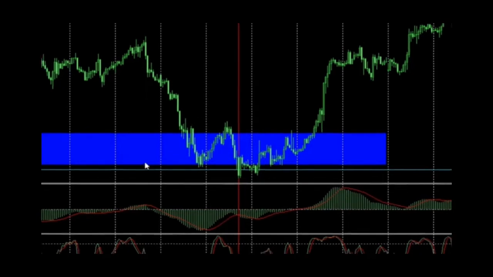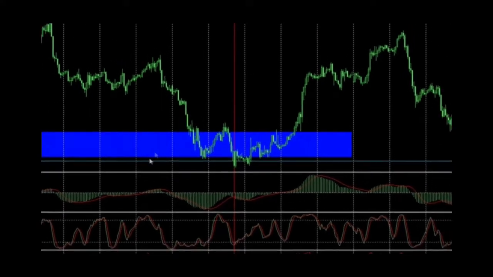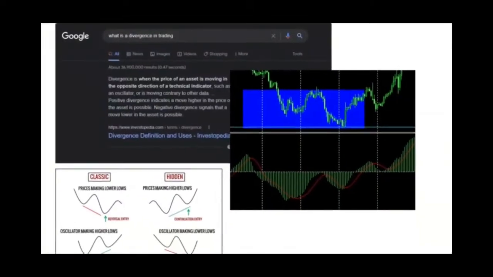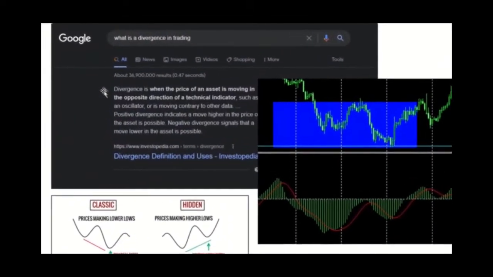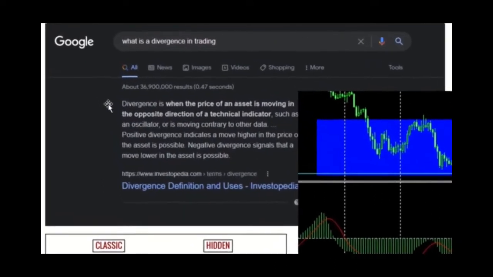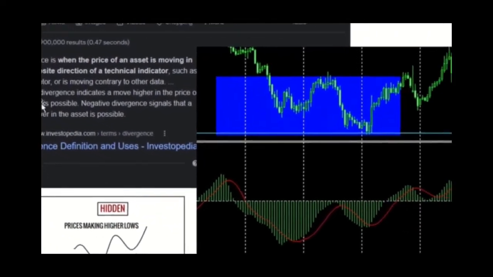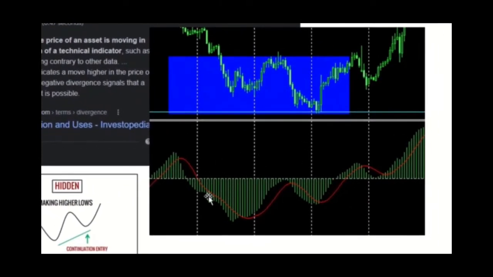They created this huge pattern, and this pattern is called a divergence. Let me explain to you what a divergence is. Here's what Google says about a divergence, okay? A divergence is when the price of an asset is moving in the opposite direction of a technical indicator, such as an oscillator, or is moving contrary to other data. This is what an oscillator is. This is also known as the MACD, okay?